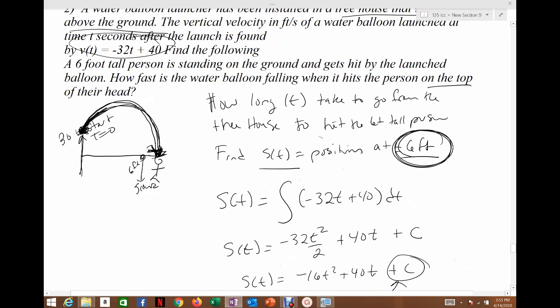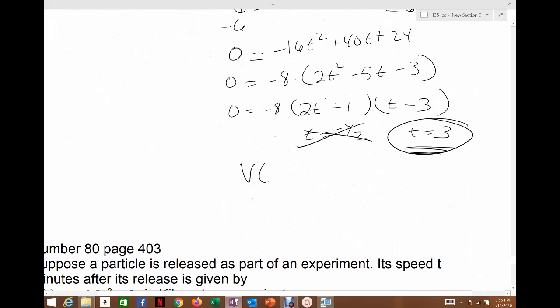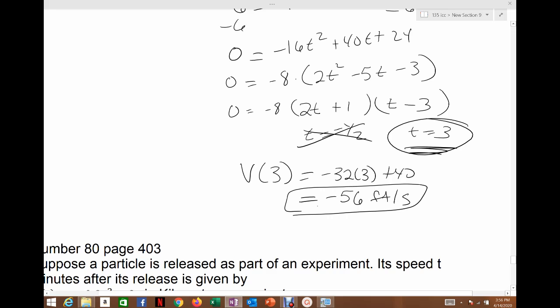Now we're ready to plug it into the velocity equation. It takes 3 seconds to go from the treehouse to hitting the person on the head. How fast? We plug that 3 seconds into the velocity equation. There's a lot of steps to this. So that's negative 32 times 3 plus 40, which comes out to negative 56 feet per second, which is about 38, I believe, miles per hour. But there's our answer.